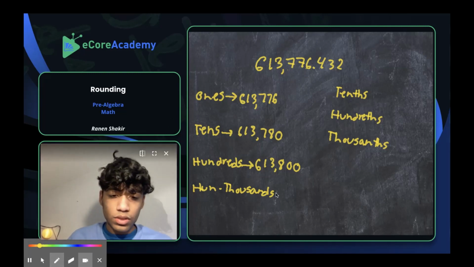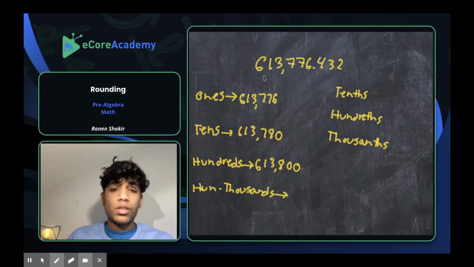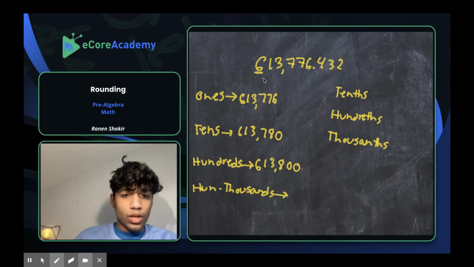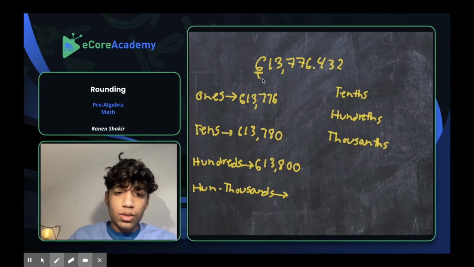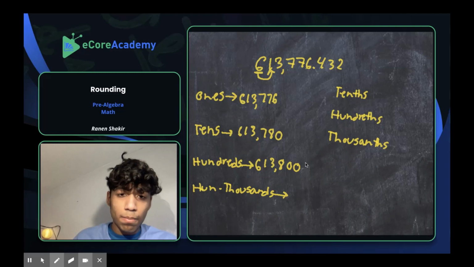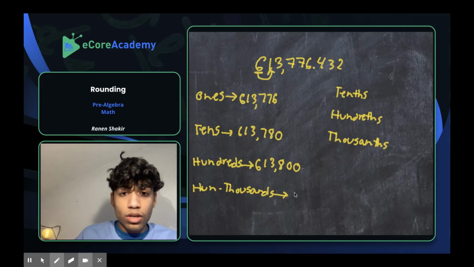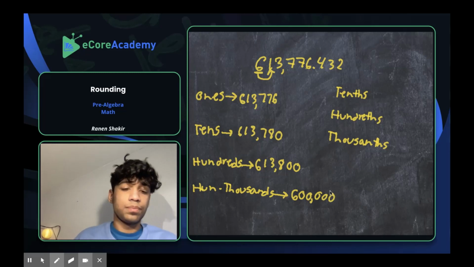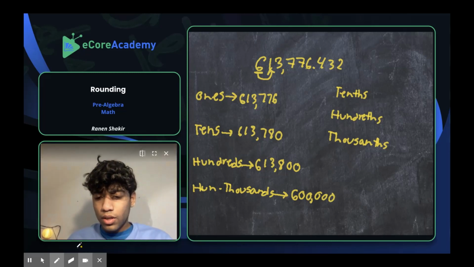So to the 100,000s, so the 100,000s is the 6. If you know place value, you would know this is the 100,000s. We'll look over to the right, it's a 1, which means we stay the same. So this number rounds to the 100,000s is 600,000. All right, we got 3 more.